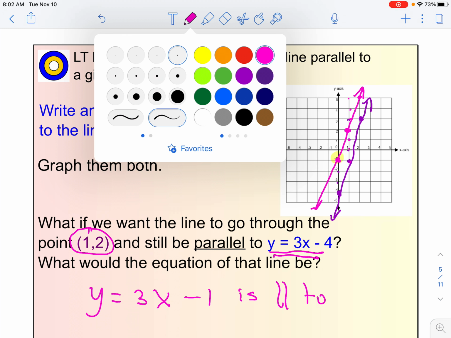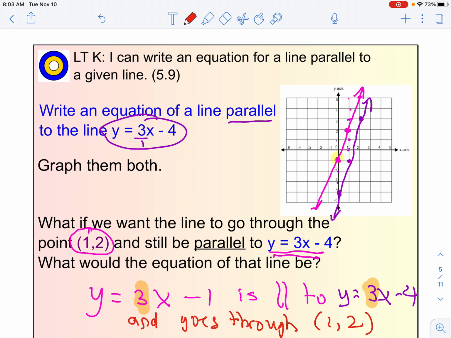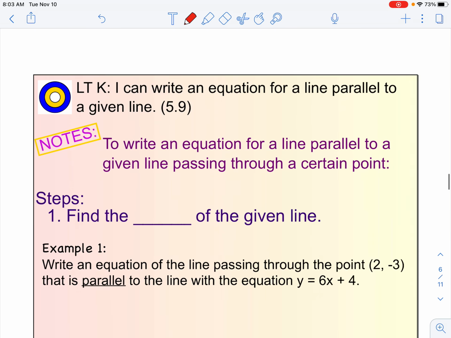So that is the equation of the line that is parallel to the y equals 3x minus 4. I know that because their slopes are the same, so they're parallel, and it goes through the point that we were given, 1, 2. Now, what if we try to do the slope, and it doesn't go through? Well, then that's a problem. And so we need other strategies to do that.